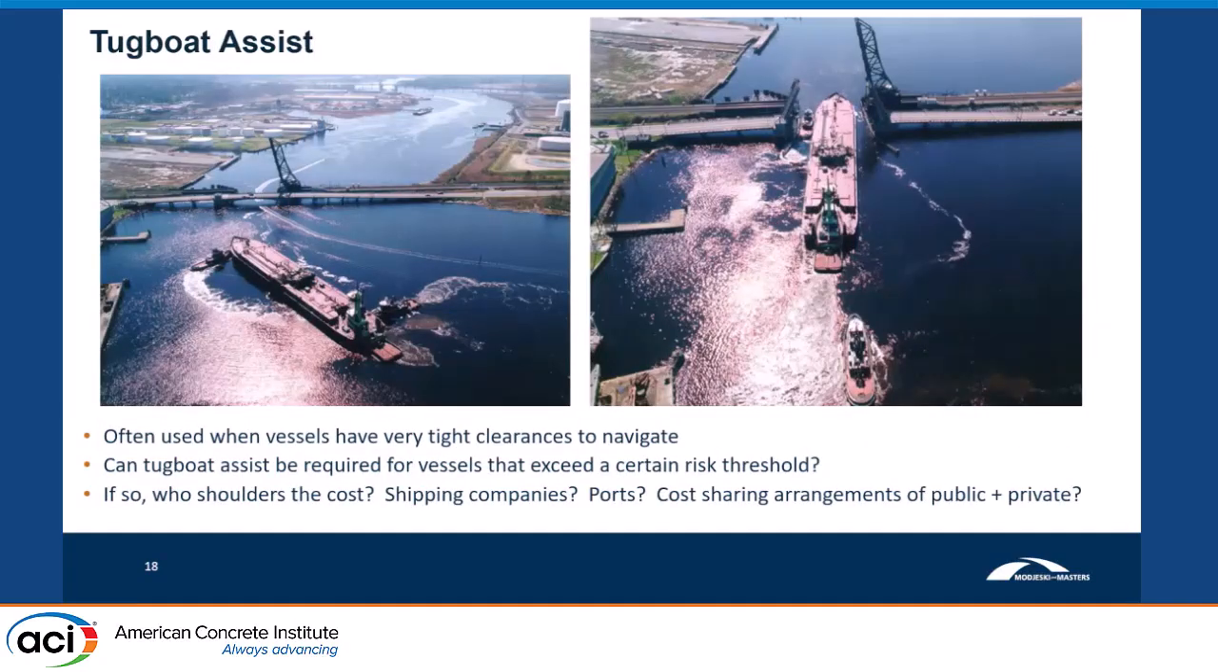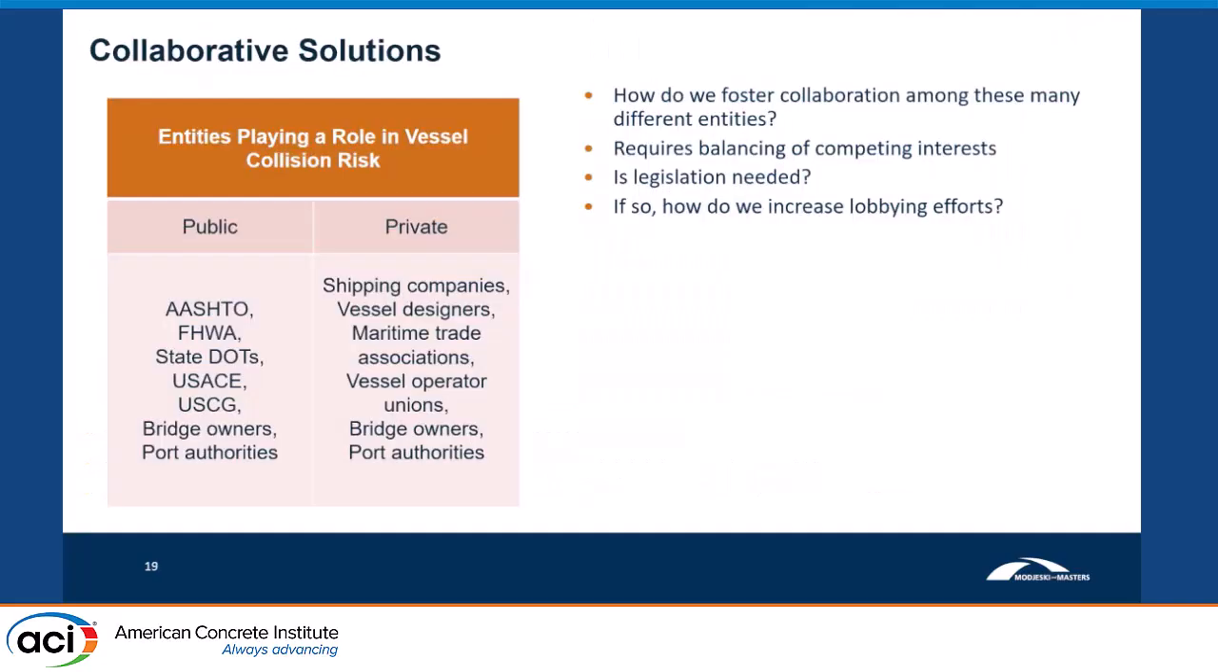One option might be to provide tug assist. This might help with reducing the factor of vessels. This can be required on a difficult channel like this one. This is in Virginia. But who pays for that? Is that something the shipping companies pay for, or the ports? It doesn't seem like it'd be paid for by the bridge owners, but maybe a cost-sharing arrangement. I don't have an answer for that. That was just a question.